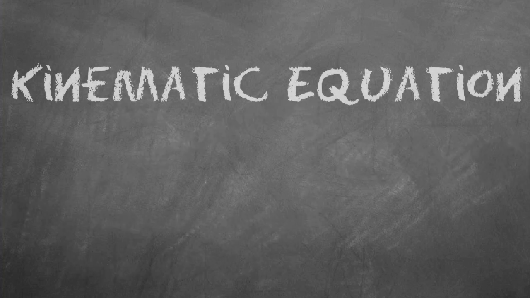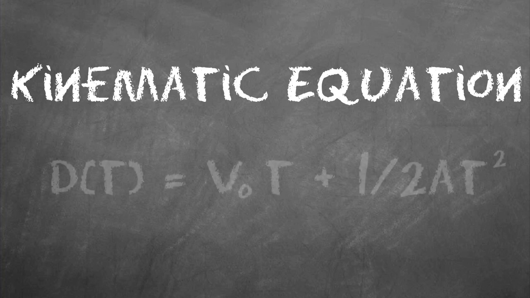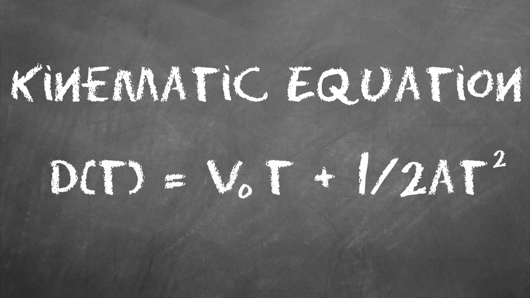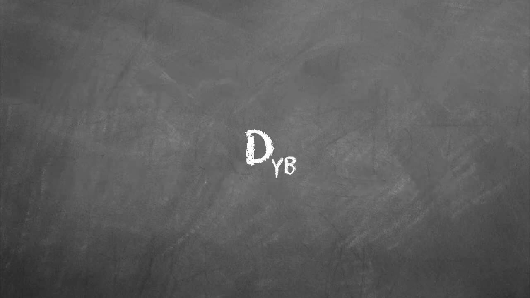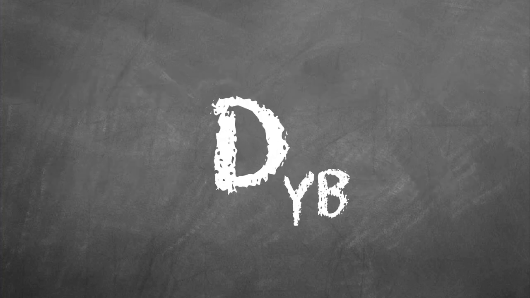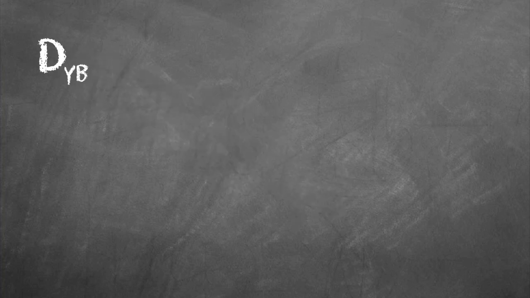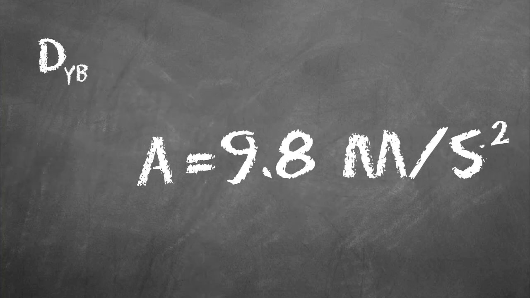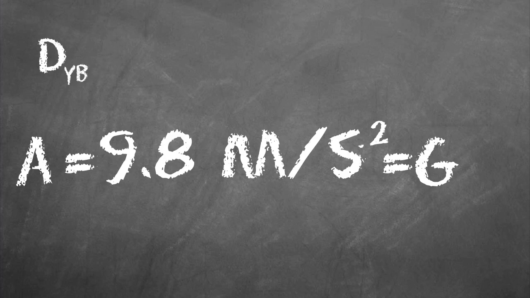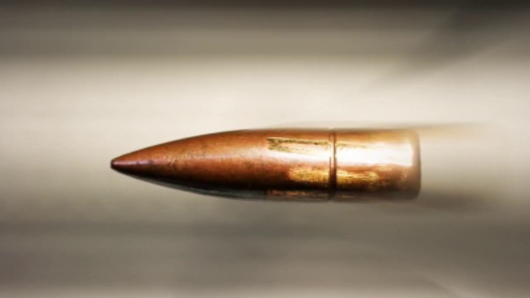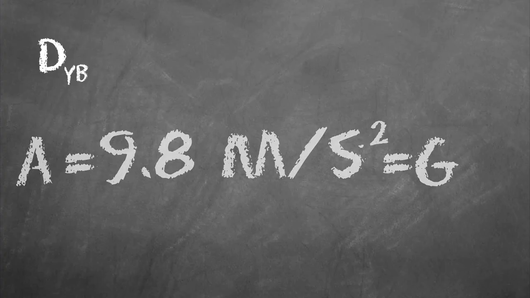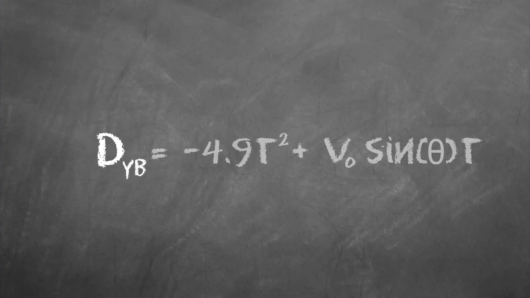In order to create those equations, we use the formula d of t is equal to V0 times time plus 1/2 acceleration times time squared. The first equation will have a y value of the bullet at a certain time. The value of acceleration will be that of gravity, about 9.8 meters per second squared, represented by a g. We'll use the y component of the firing velocity because we're finding the y value of the bullet. When you plug in that information, you'll get negative 4.9 t squared plus V0 times sine theta times t.